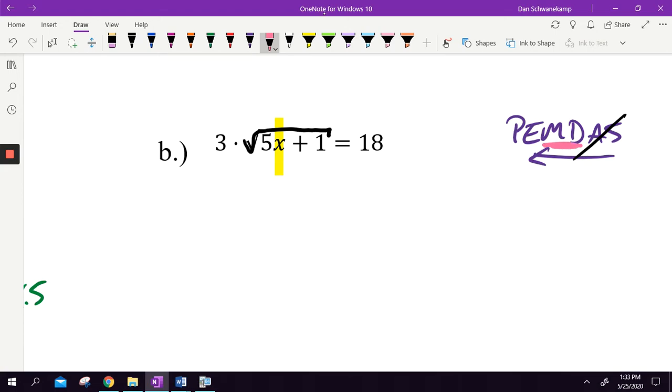Sometimes this is kind of weird because you're like, is that a root or not? That's why I tried to make it clear here. It's 3 times that. So now I'm just going to divide by 3. That's it. 18 divided by 3 is 6. And then I'm just back to normal.